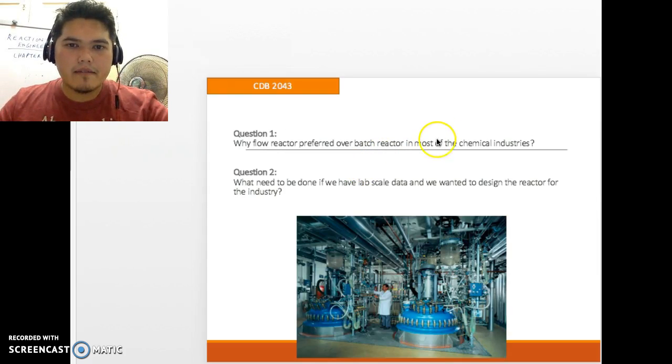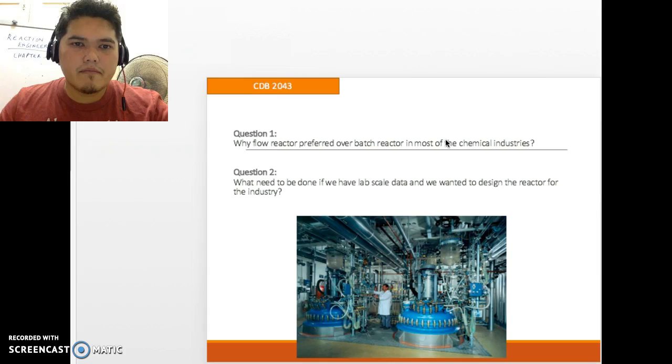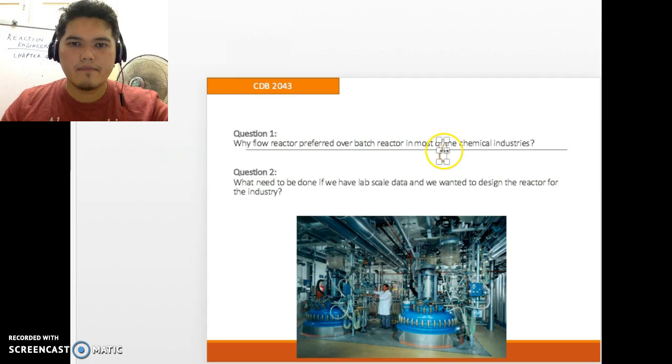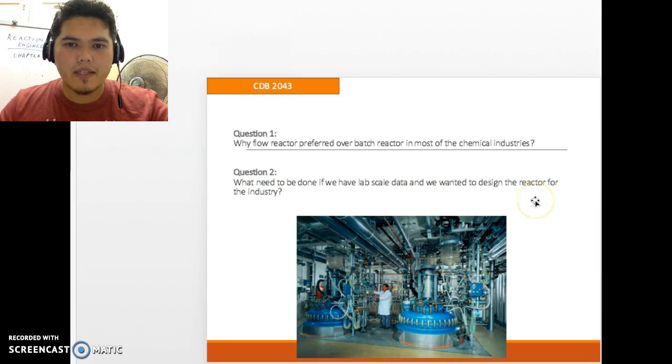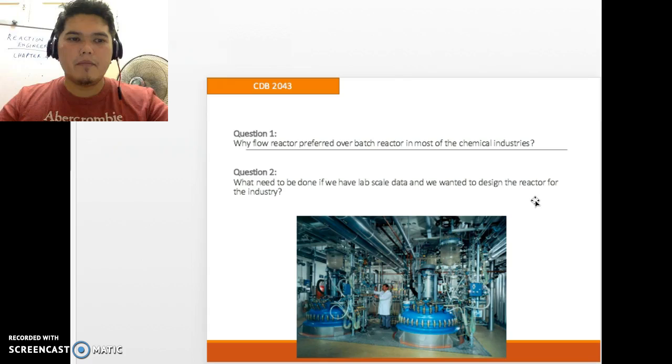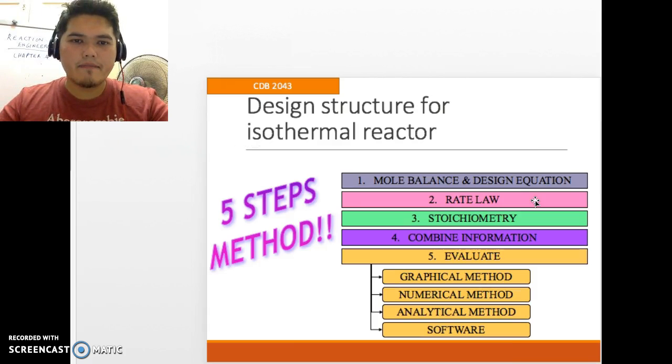But before that, maybe a question for you is: if we have a batch reactor, why is the flow reactor preferred over the batch reactor in most of the chemical industries? And what needs to be done if we have lab scale data and we want to design the reactor for industry? These two things I would like you to ponder upon before we meet again in the class.